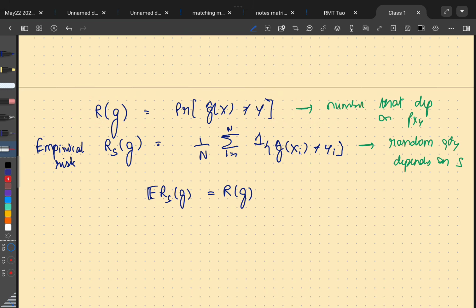If you are still sampling from the test data set, it's not deterministic, right? R of g is not deterministic, but in practice, you don't know what the distribution is. So at best, you can estimate what R of g is, and one way of estimating R of g is to do it on an independent test data set.